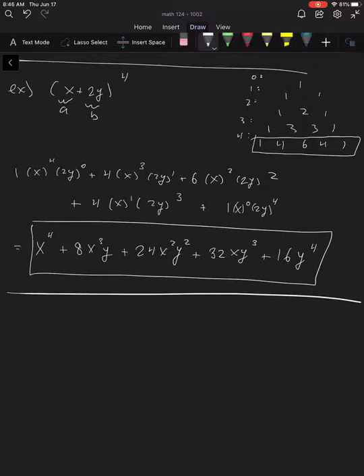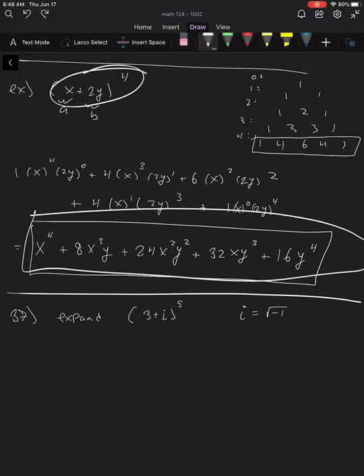So let's do one more example. Let's do about 37. So we want to expand 3 plus i to the 5th power. And here i is the square root of -1. Expand means what we've just been doing. Expand means turn something like this and write it all the way out like that.